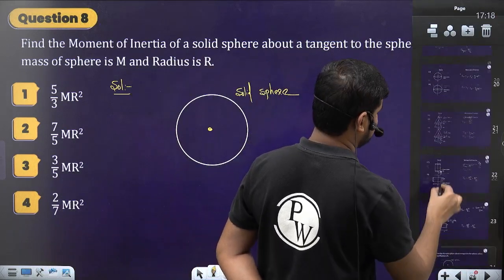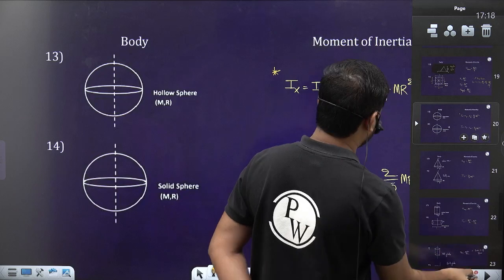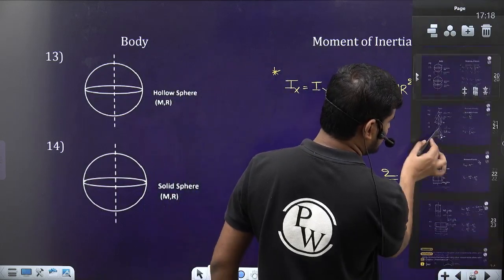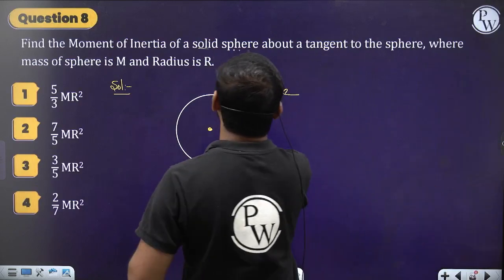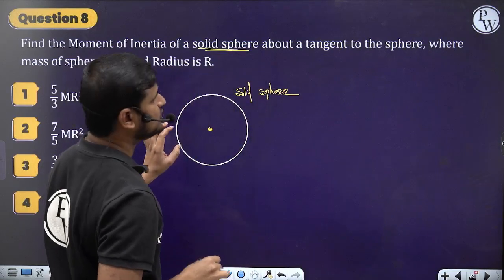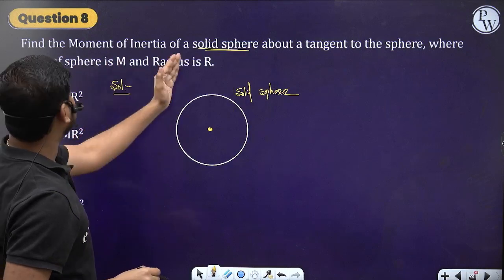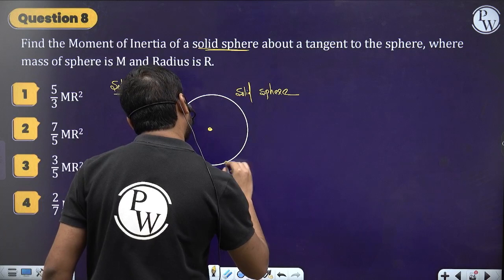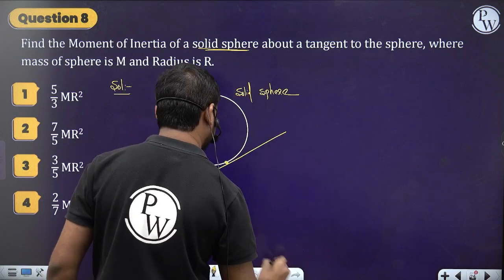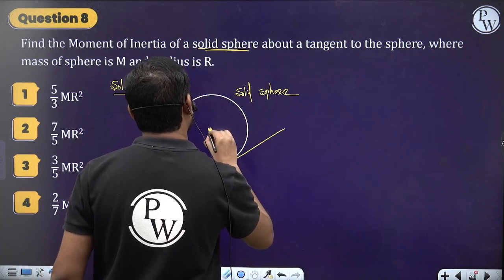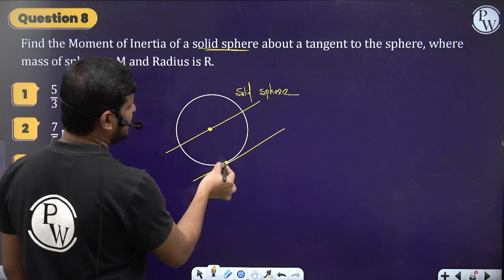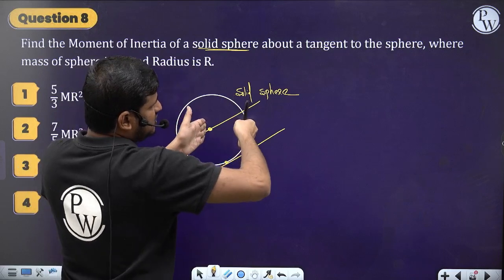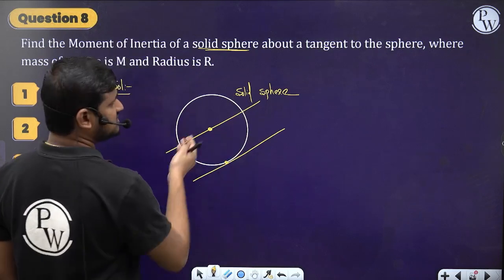Just now we have seen, 2 by 5 mr square, whereas for the hollow sphere, 2 by 3 mr square. Here they are saying clearly solid sphere, so about its center. Where mass of the sphere is m and radius is r, where do we need? About a tangent to the sphere. This is the tangent to the sphere. About the center axis we already know. Now we need about the tangent, which is parallel to this one.